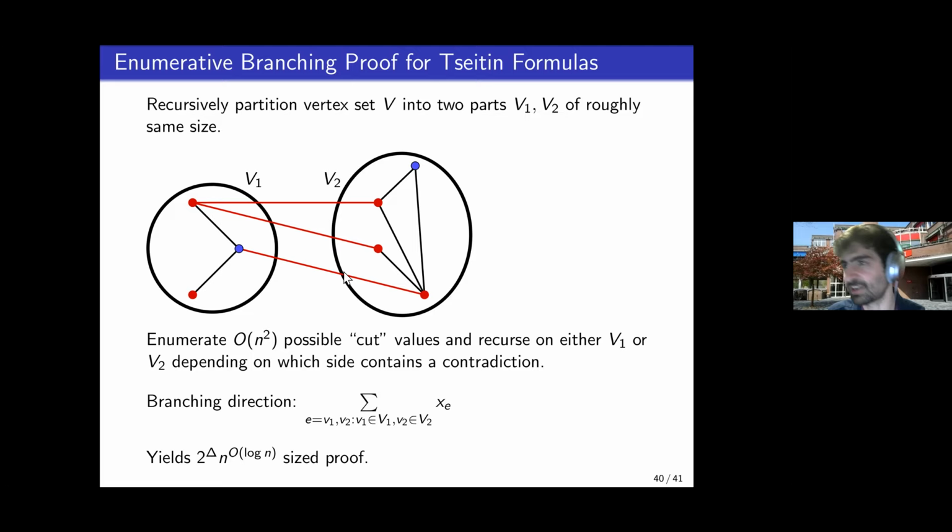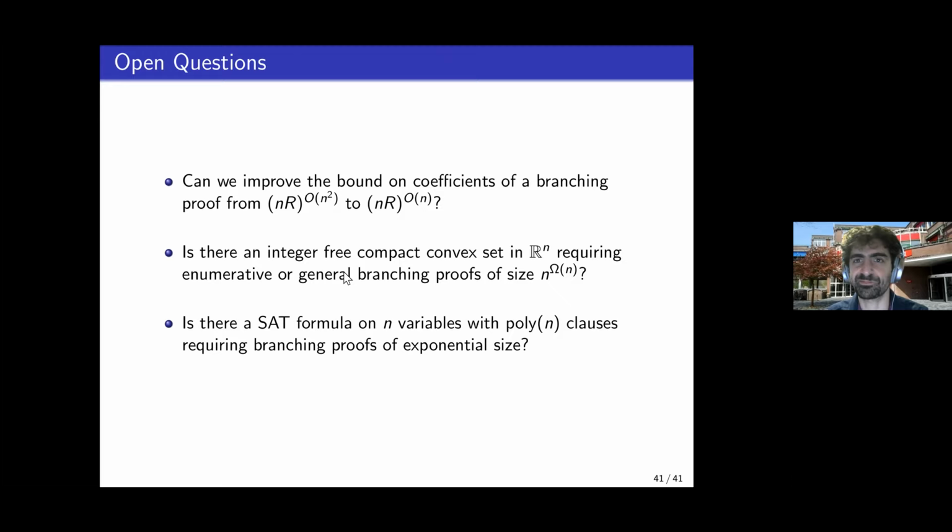All right, so that's all I wanted to say. In terms of open questions, in our coefficient bound for branching proofs, we get a reasonable but still pretty large coefficient bound that's like 2 to the m squared or n to the m squared. And the question is whether you can get that down to something more reasonable like n to the n, which would basically be optimal.